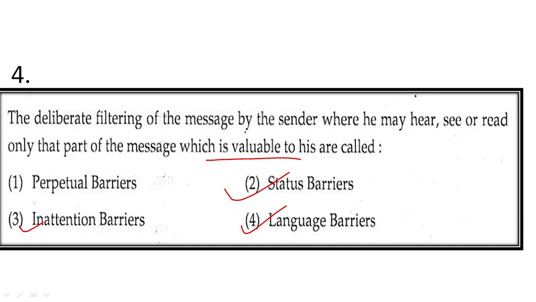But this one, which the question is about, is where the person is filtering out the information. He's only hearing, seeing, or reading that part of the message which is valuable to him. So he has his personal bias. So it's a perceptual barrier. He's only hearing that part which seems important to him. So that is a perceptual barrier.